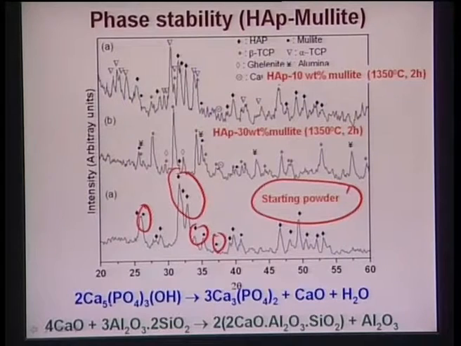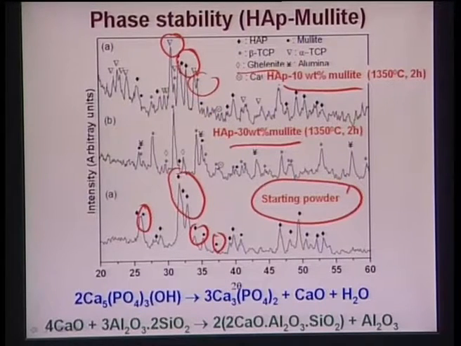Now, when you add this 38% mullite or 10% mullite to this material and sinter them at 1350 for 2 hours, what you see here are multiple peaks. You have this alpha TCP peak, you have the hydroxyapatite peak, you have this star one, that is a beta TCP peak, you have the gehlenite peak, etc., etc.